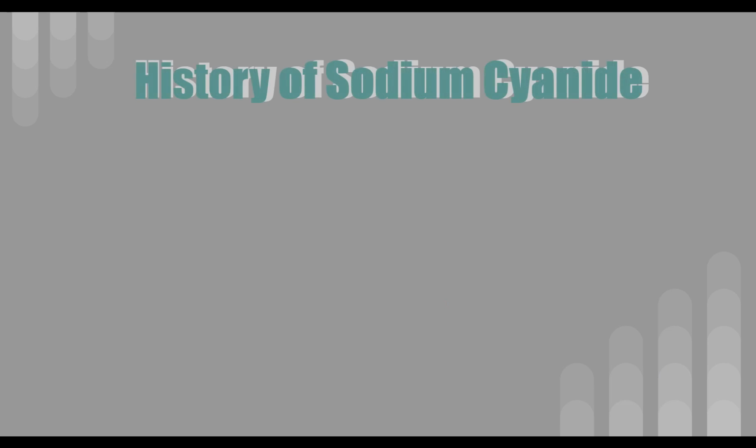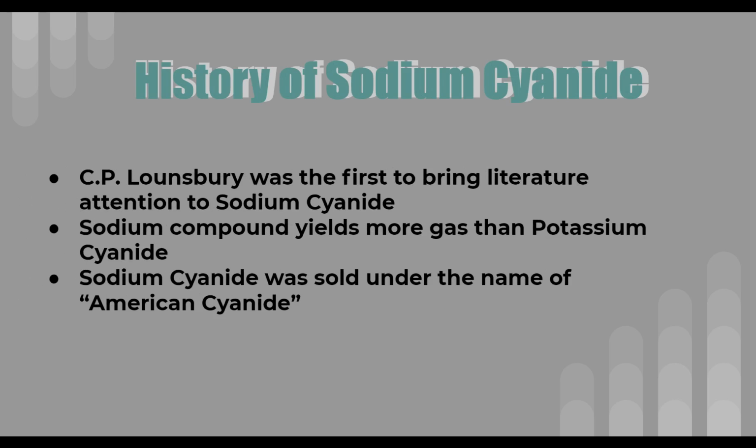The history of sodium cyanide. The history of sodium cyanide was sparked from the literary writer C.P. Lounsbury, who brought sodium cyanide to the surface of discussion. He discovered that sodium yields more gas than potassium, and during this time in 1905, potassium cyanide was used more than sodium cyanide. After the discovery of sodium cyanide due to its efficiency, it was known as the American cyanide.